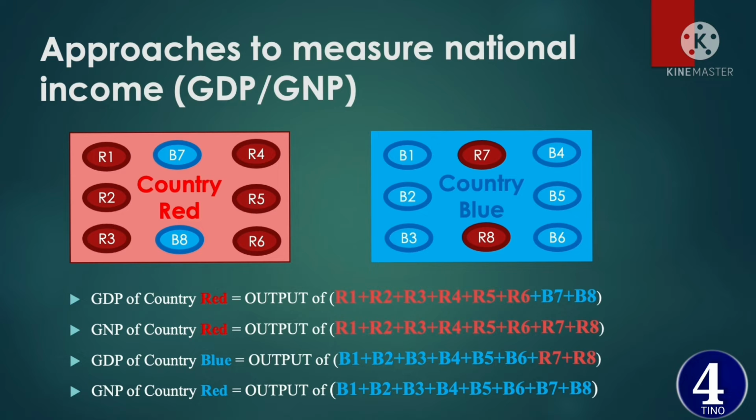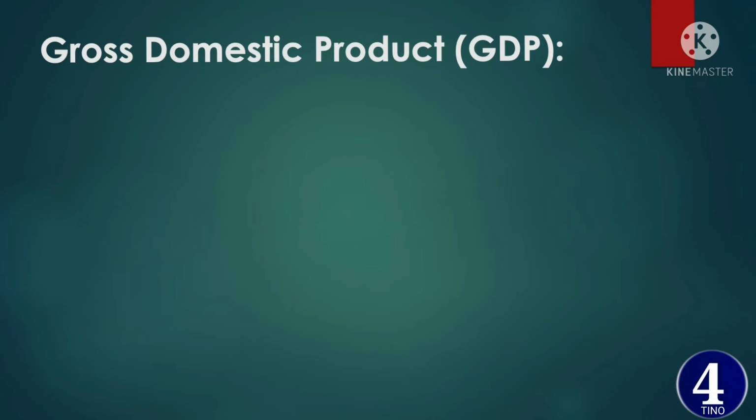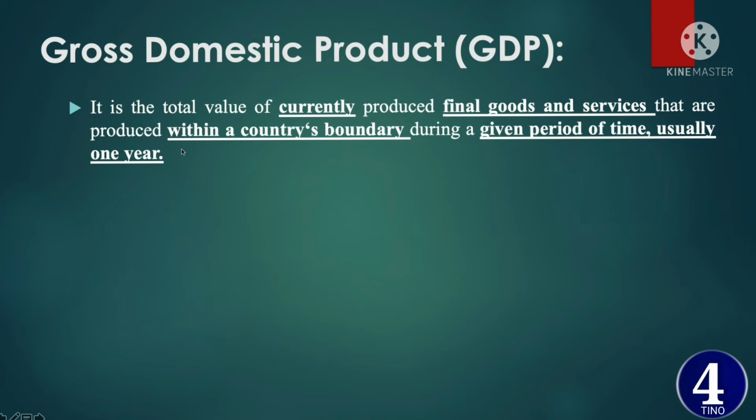Now we can go into detailed definition and explanation of GDP and GNP. So GDP, it is a total value in a sense. We count the outputs and we change them into monetary value. So GDP is the total value of currently, underline this word, produced final outputs, which are goods and services, underline final, that are produced within a country boundary, inside the country, during a given period of time, usually 1 year, and irrespective of the citizenship or the ownership of the resources.